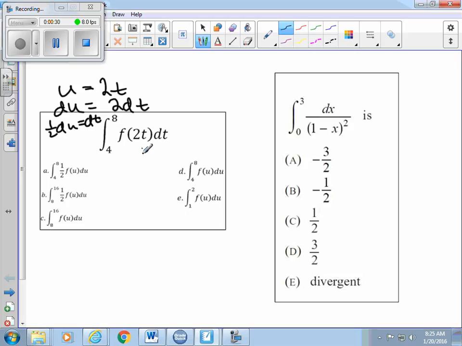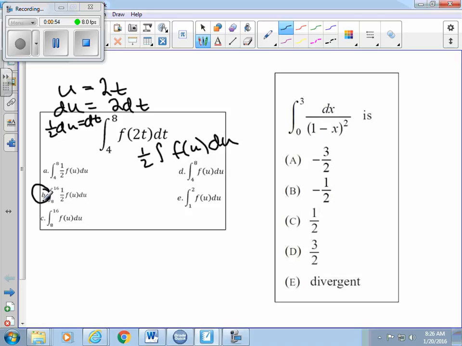So I have 1/2 the integral f of u du. But the 4 and the 8 are x values, so we need to change those to u values. So the 4 would be an 8, the 8 would be a 16, which means the answer is B.